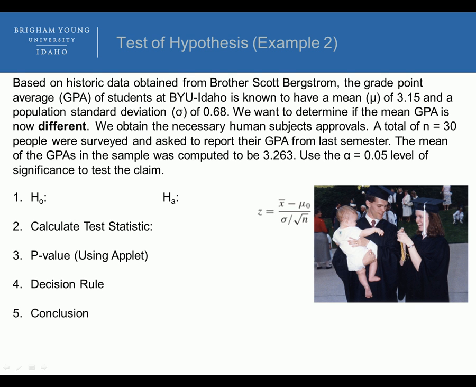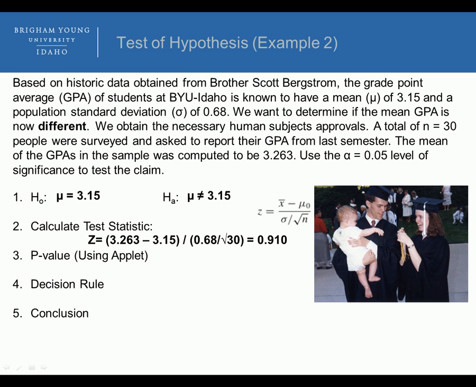Okay, so the null hypothesis is that the mean is equal to 3.15 because that's the status quo. The alternative, we're looking to see if it's different, so we state the alternative hypothesis in this way. When we calculate the test statistic, we take the sample mean, which is 3.263, minus the null hypothesis, divided by the population standard deviation over the square root of our sample size, and we get a z-score of 0.91.